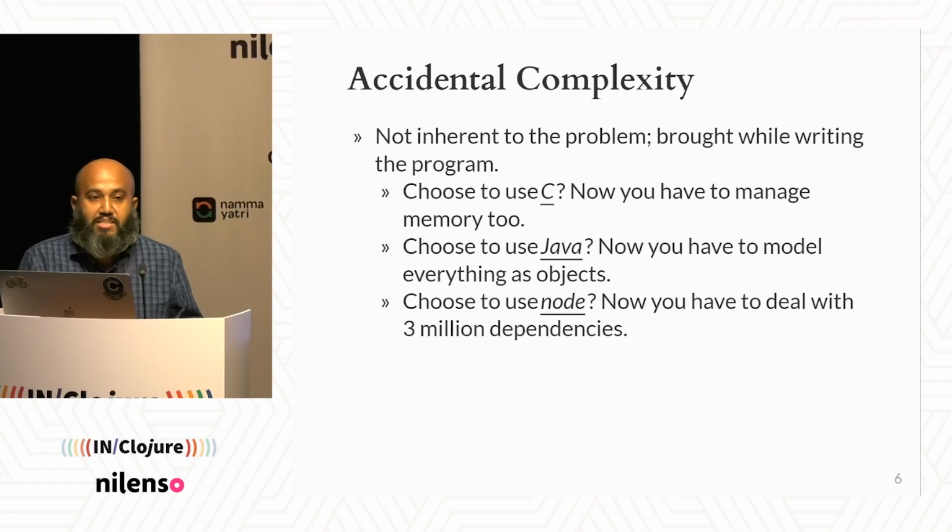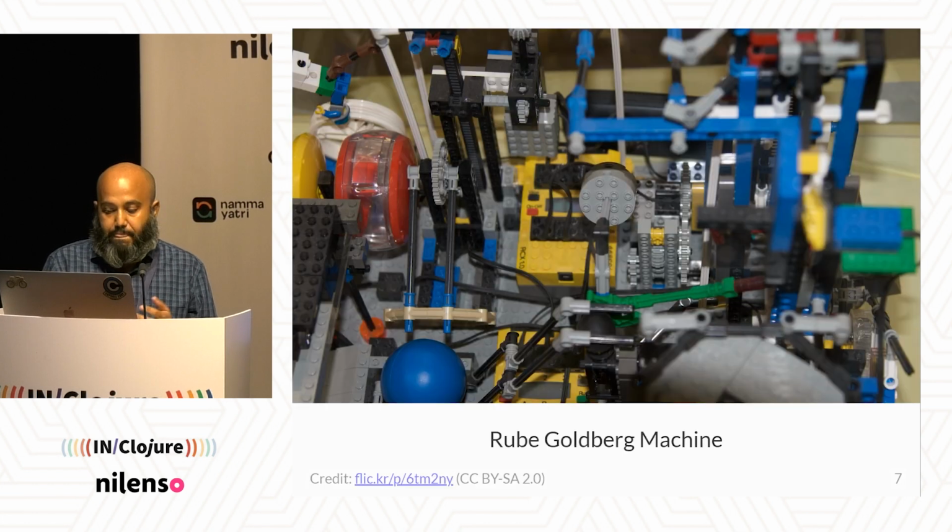So accidental complexity turns your software into a Rube Goldberg machine, right? It's like you don't know what's going on. It breaks, again, as I said, it breaks very easily and mysteriously. And as programmers, we want to do the exact opposite of this. We want to write programs which are easy to understand, easy to maintain, easy to change, and easy to evolve over time, right? And I claim that functional programming helps us in reducing the accidental complexity of the software that we write.